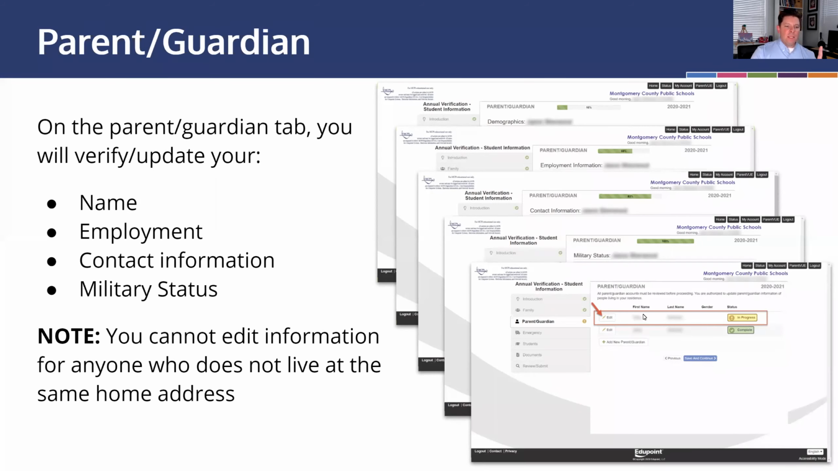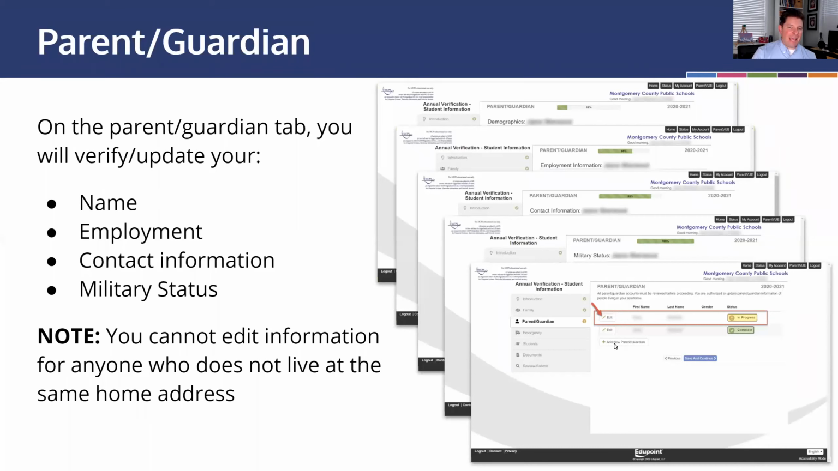The last thing is it will bring you back and give you an indication that you have completed entering information for you. And then there may be other parent or guardians listed that you have access to edit. As long as the other parent or guardian that's listed here shares the same home address, you can edit their information. So technically one person in the household could go through and complete the annual verification process as long as they live in the same household and they also share that same education rights, custody, and contact allowed. You will be able to edit their information as well.